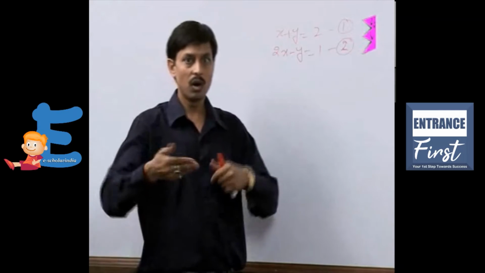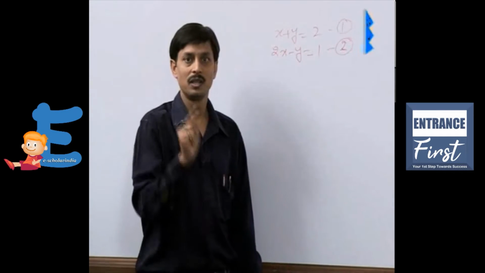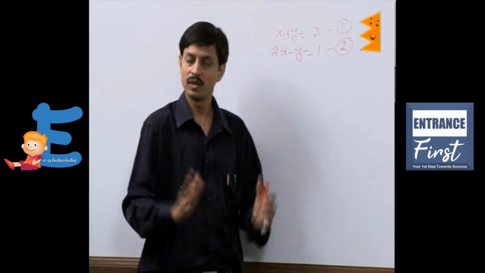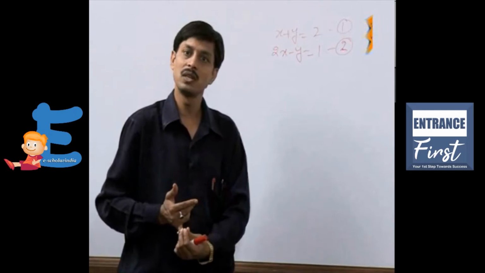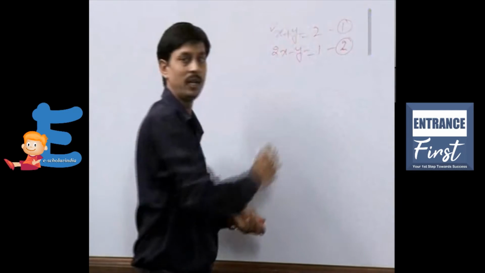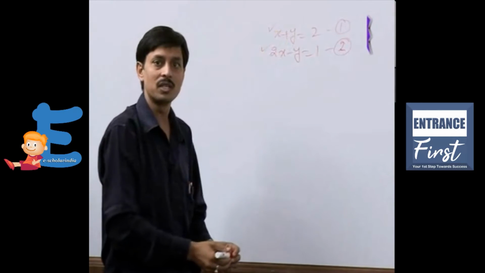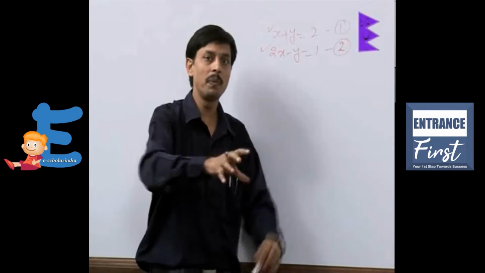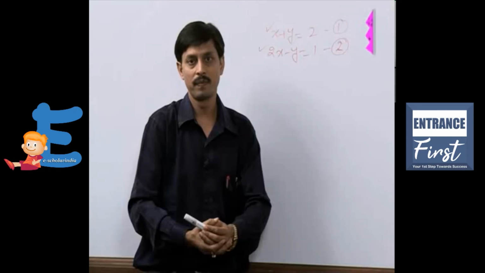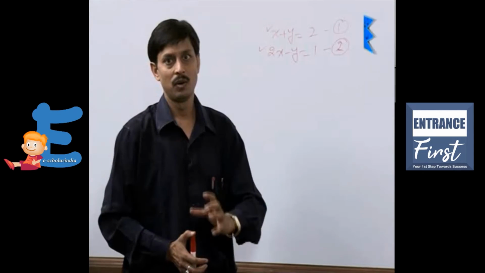As previously, we have discussed how to plot the graph of a linear equation. We know the graph of a linear equation is always straight. So the graph of this equation will be one straight line, and the graph of the second equation will also be a straight line. If I go with the graphical method, a very simple question comes up.